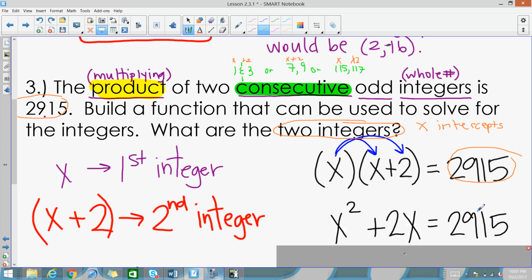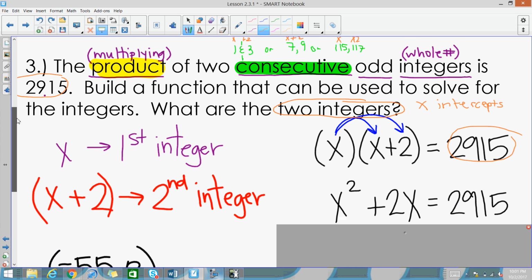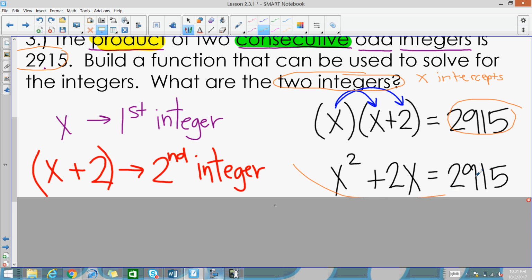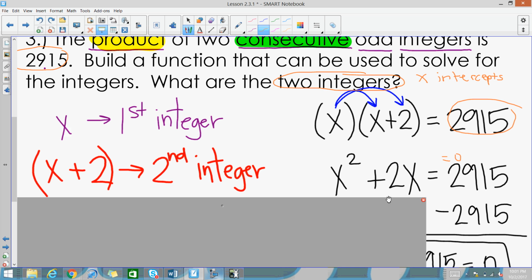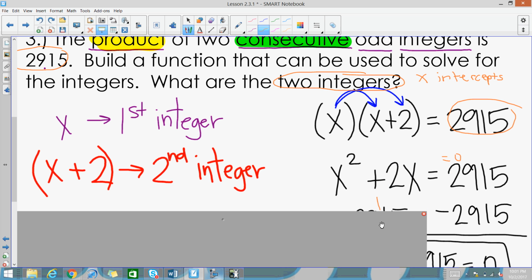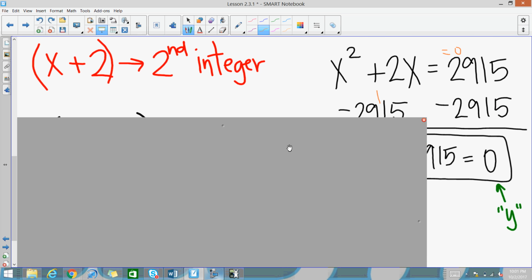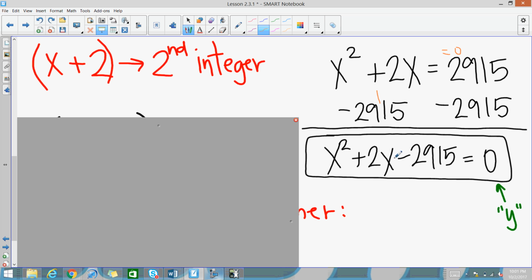So what we need to do is take this function, and this is our first time actually having to deal with a function like this, and we're actually going to have to put this in our calculator. In order to put it into your calculator, it must equal 0. So we're going to have to subtract 2,915 and move that over to this side, and we're going to get our new function to be x squared plus 2x, which we had here, minus 2915 equals 0. This is your new y value.